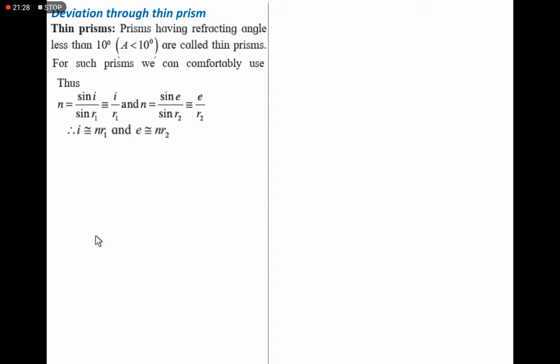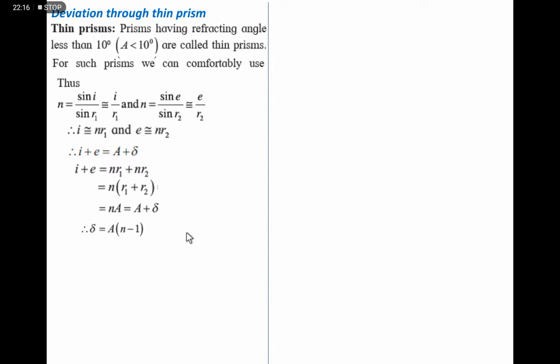Next step. Then the equation I plus E equals R1 plus R2 plus delta, sorry, I plus A is equal to A plus delta. We write the addition of these two: I plus E and R1 and R2. Now n is common and R1 plus R2 is A. So this becomes nA, and this nA is equal to A plus delta. Now A to this side, so delta is equal to nA minus A, A is common. So delta is equal to A into bracket n minus 1. So this is the angle of deviation through the thin prism.